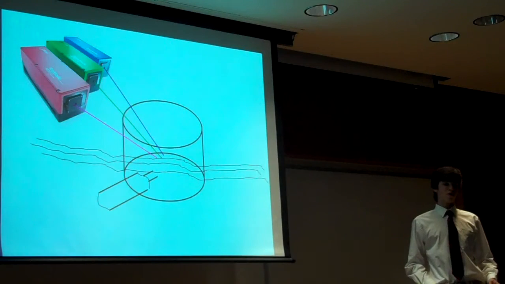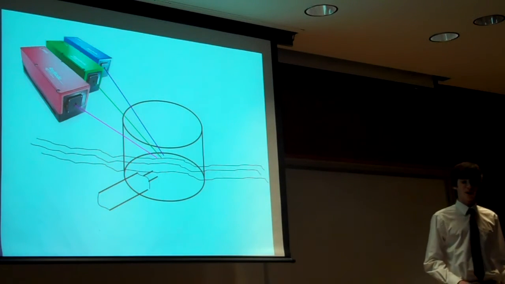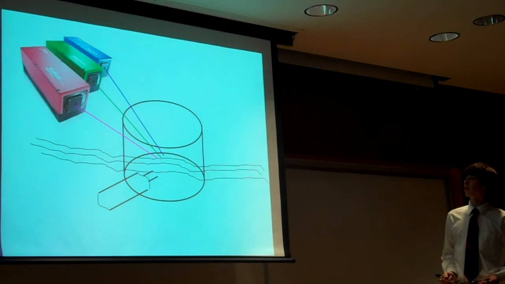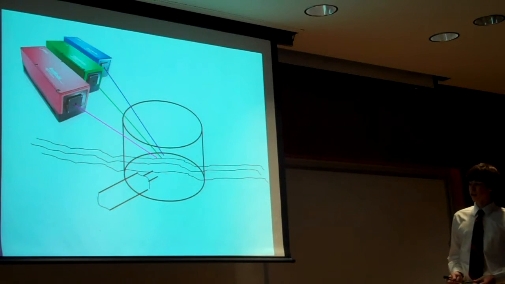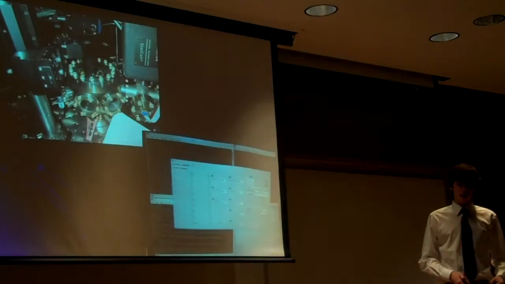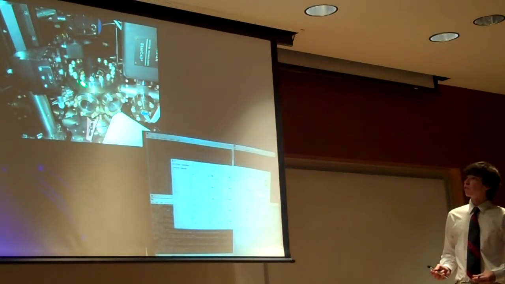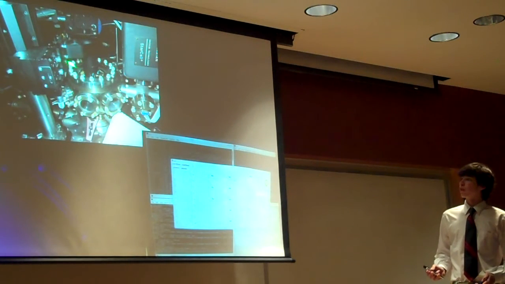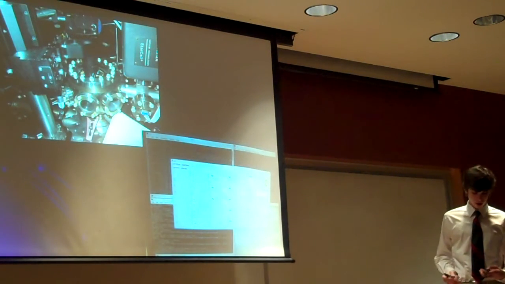So this is an oversimplified picture of what the trap looks like, where you have the main chamber here with the calcium that flows in, you have the lasers that shine in, and you have the resonator. And that is an actual picture of the trap. So that's the chamber, the resonator's over there, the laser light comes in here, and that's the software we use to run it.